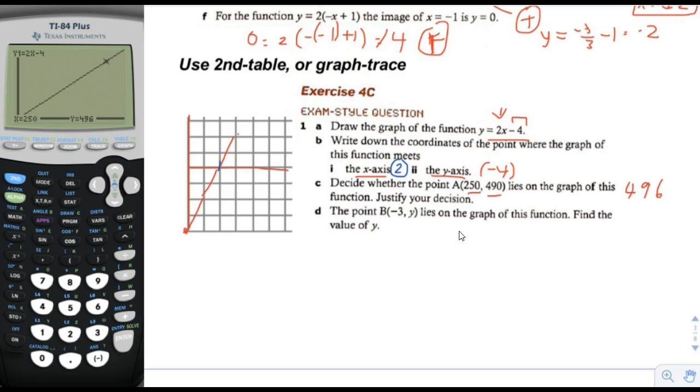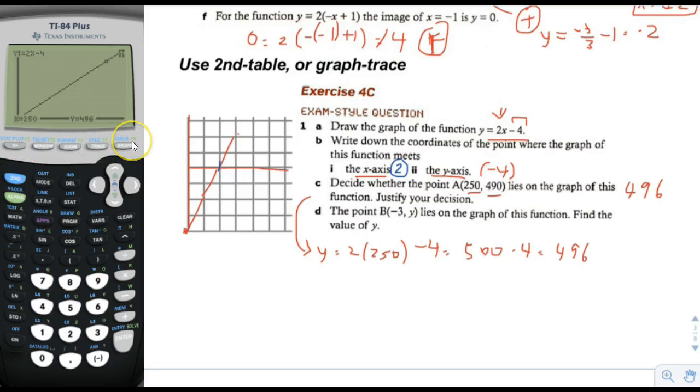We could have also done this with algebra. We could have said y equals 2 times 250 minus 4. So that would be equal to 500 minus 4, which is equal to 496. Okay? All right. The other way you could do it is you could use the table.